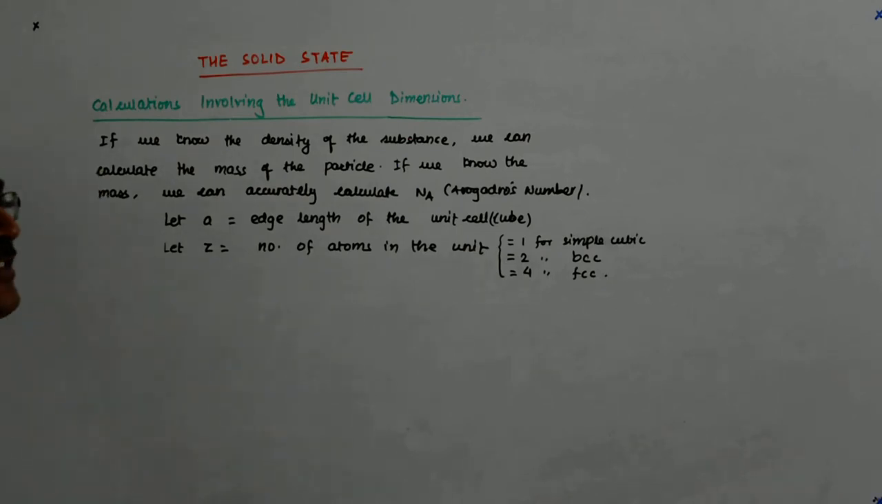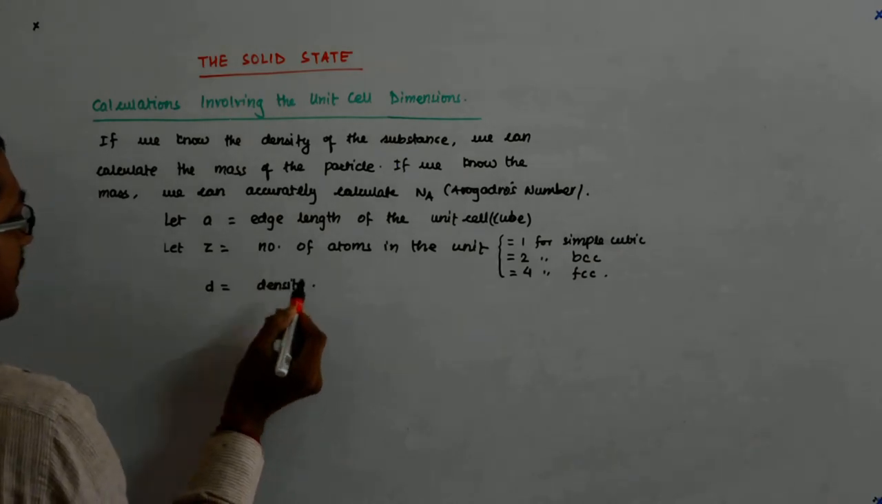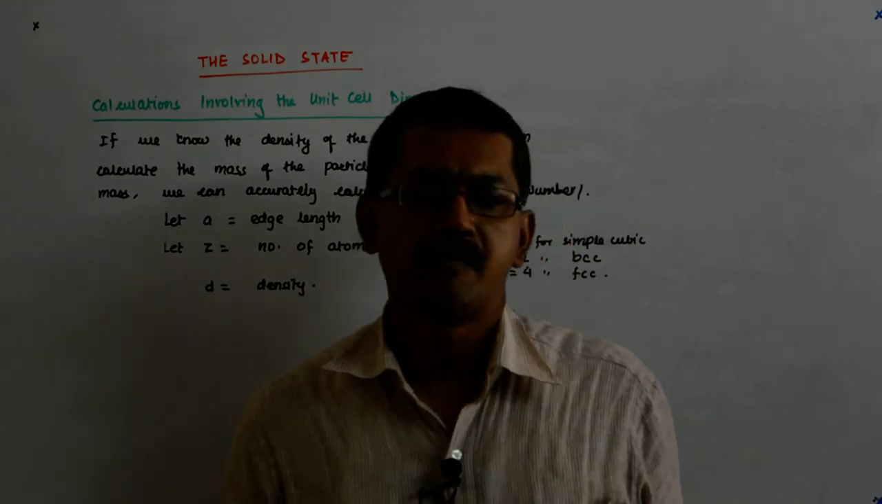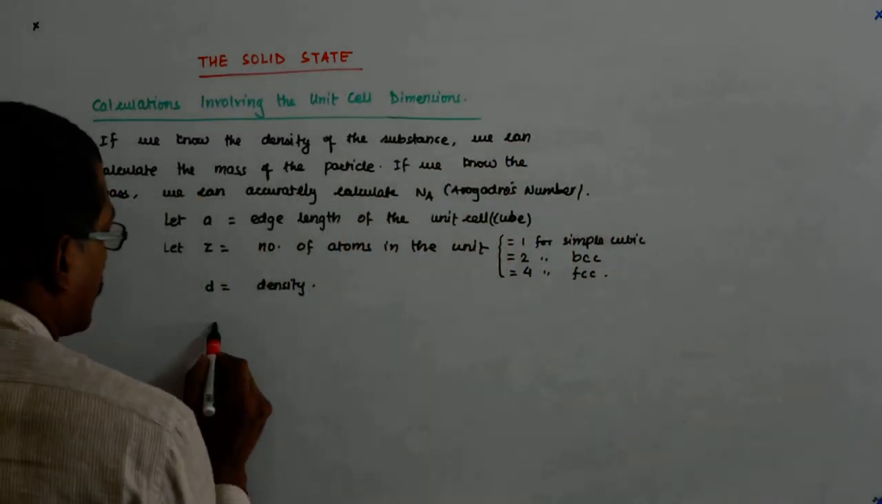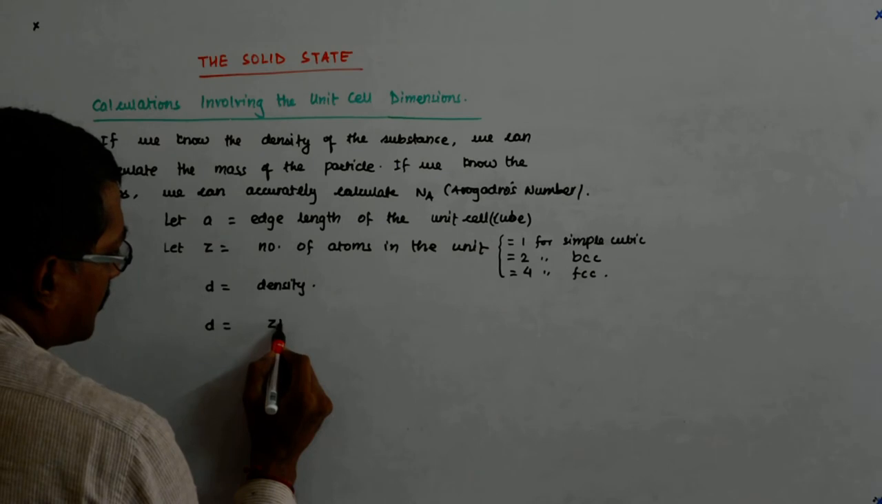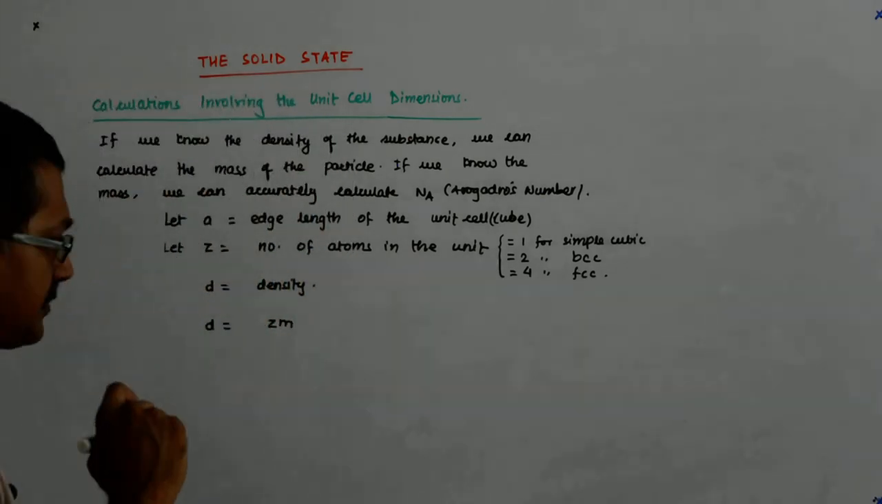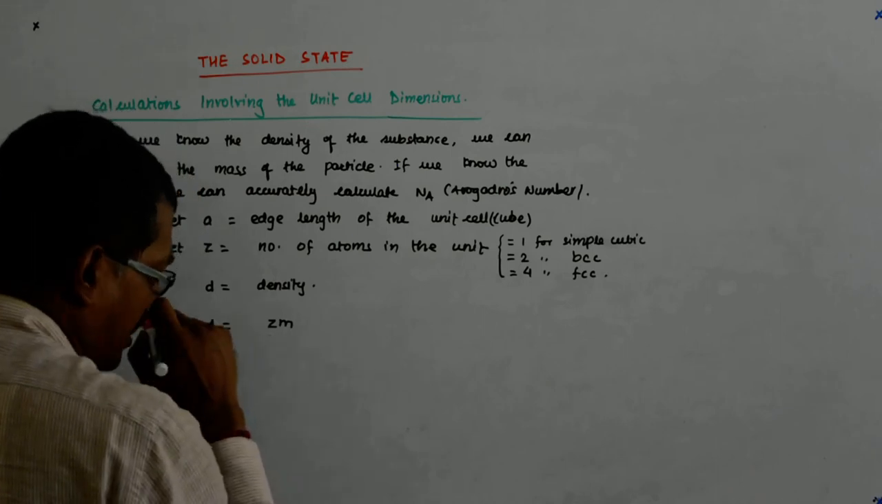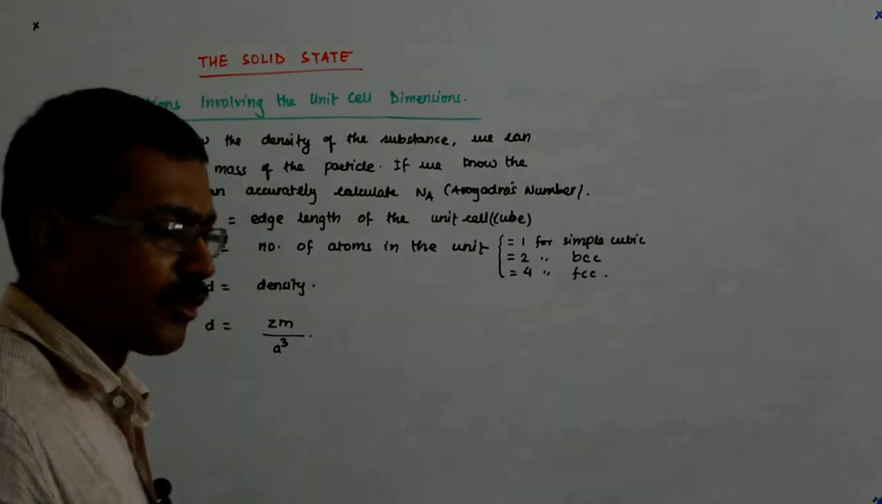Now, if we know the density of the substance, say D is equal to density, then what is the density in terms of the cell dimensions? Okay, so D will be what? It will be Z, the number of atoms, into mass per atom. It will be Z into M. So this is the total mass divided by A cube. Okay.